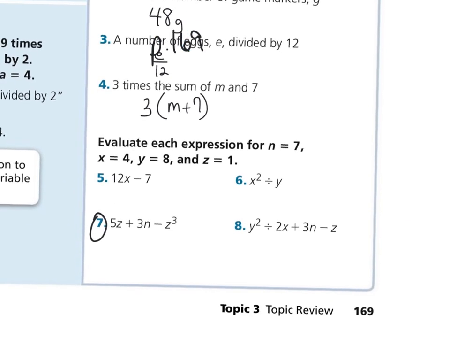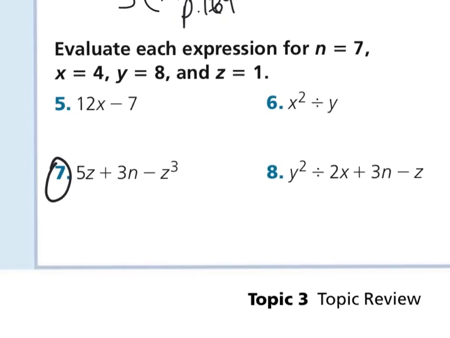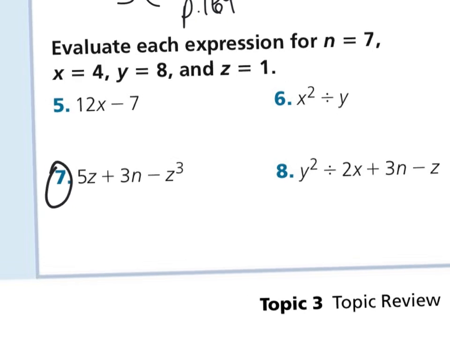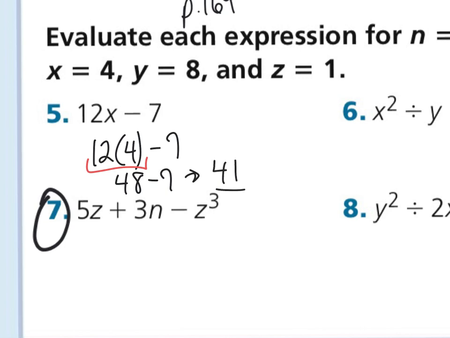If you look at the next part, they want us to evaluate these expressions. They're telling us what numbers to put in place of the variables, what numbers to substitute in place of the variables, and then we're going to work those out using order of operations. So if you look at number 5, they want us to substitute a 4 in place of x. And then order of operations, we would multiply before we would subtract. So 12 times 4 is 48. And then 48 minus 7 is 41.